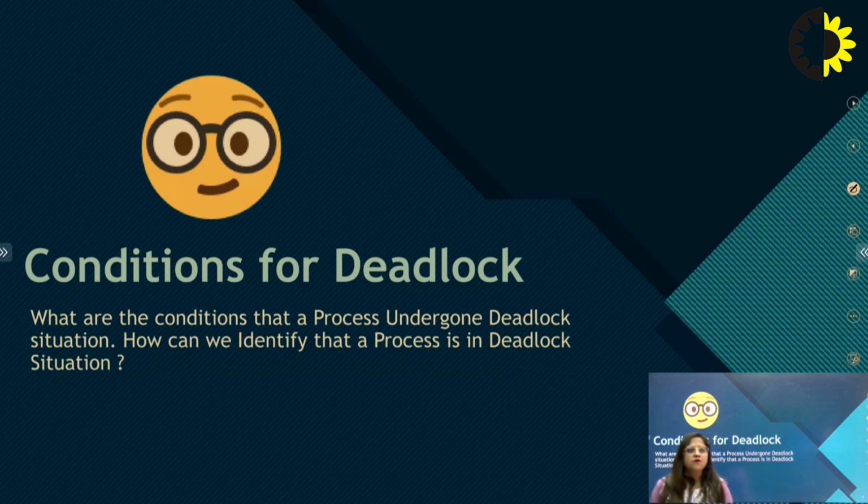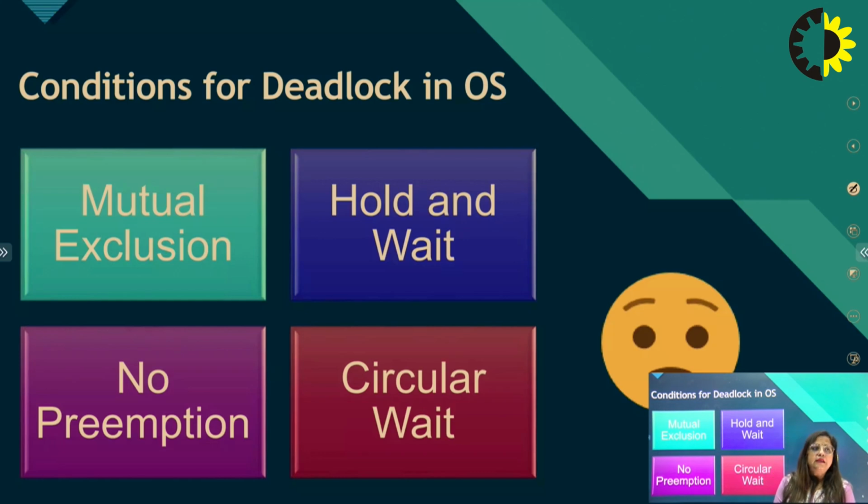Now, the conditions for deadlock. There are different conditions for a deadlock. What are the conditions under which processes undergo a deadlock situation, or how can we identify processes in deadlock? These are the conditions for deadlock to occur. First is mutual exclusion, second is hold and wait, third is non-preemption, and fourth is circular wait.